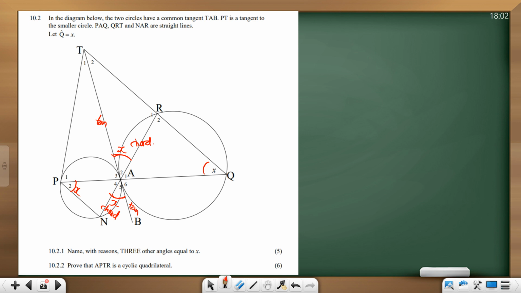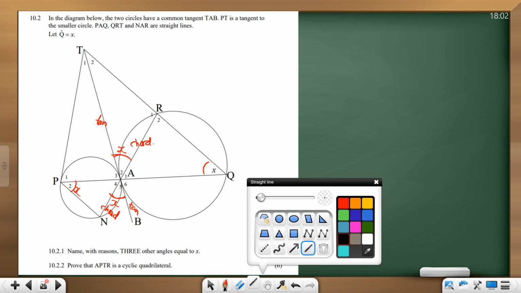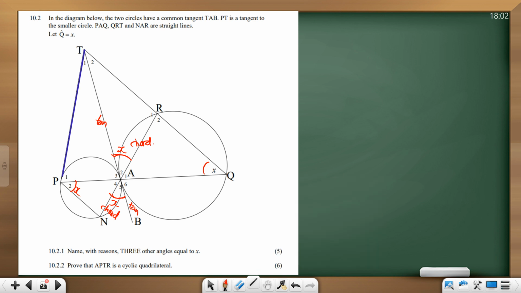Proof that APTR is a cyclic quadrilateral. What's going on in my head right now is, what are the properties of a cyclic quadrilateral? Opposite angles are supplementary. Exterior is equal to opposite interior. Angles in the same segment. So those are the three things that I'm going to be playing around with in my head. APTR.